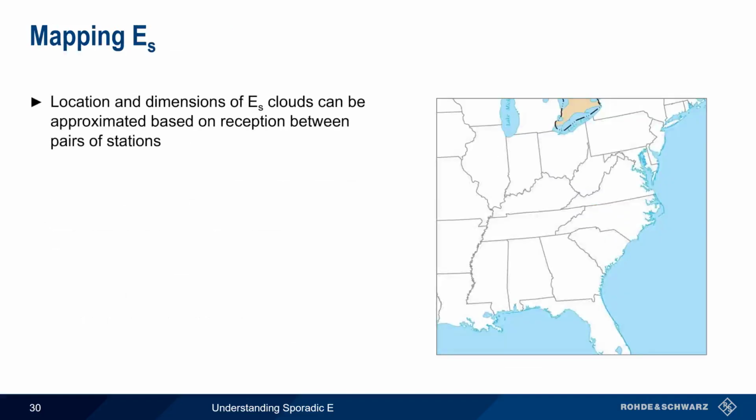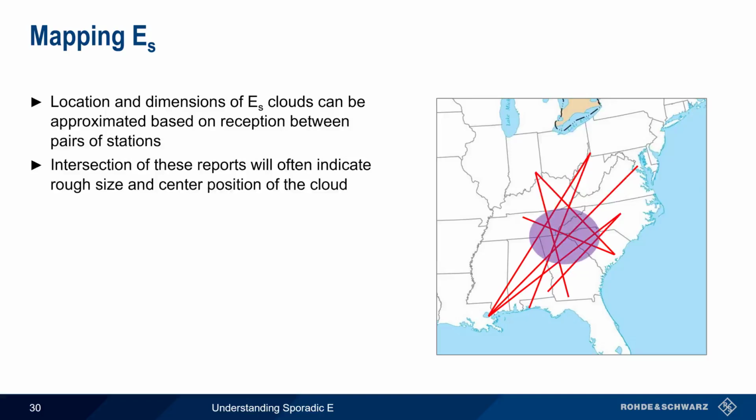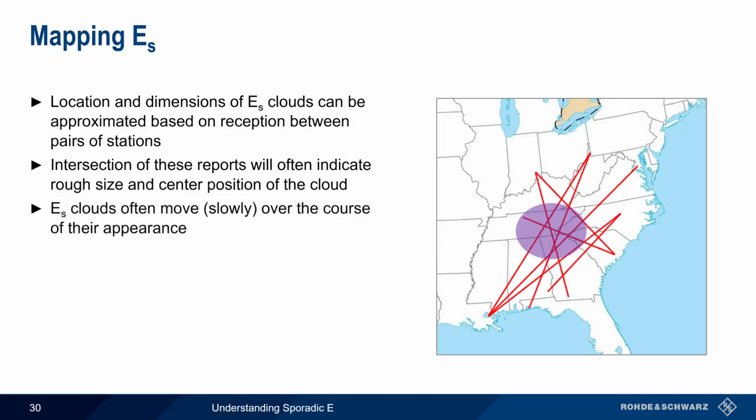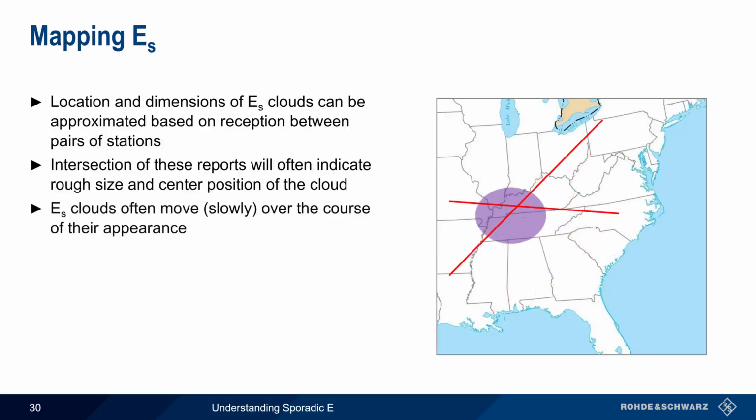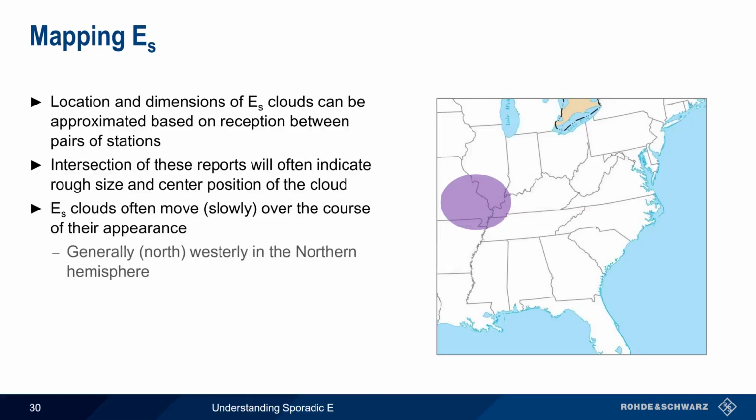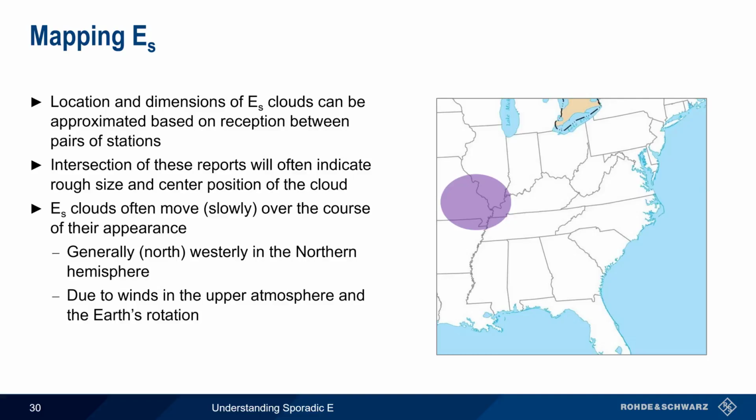We can map locations and dimensions of sporadic E clouds by looking at reception reports between pairs of stations. If we draw lines between transmitters and receivers, the intersection of these reports will often show the rough size and center position of the cloud. Sporadic E clouds are, however, not stationary and tend to slowly move over the course of their appearance. In the northern hemisphere, this motion is generally north to northwest and is caused by both winds in the upper atmosphere as well as the Earth's rotation.